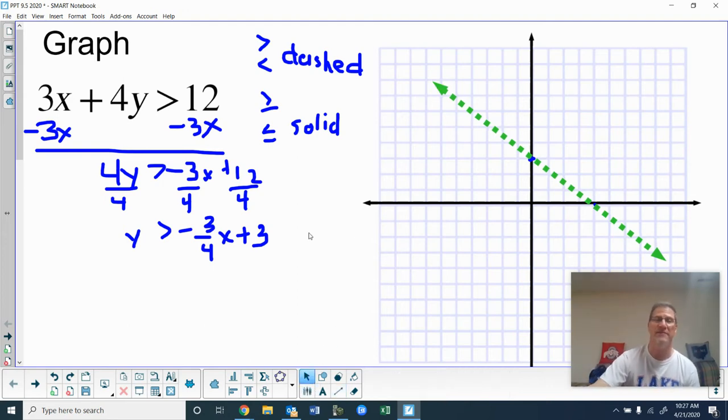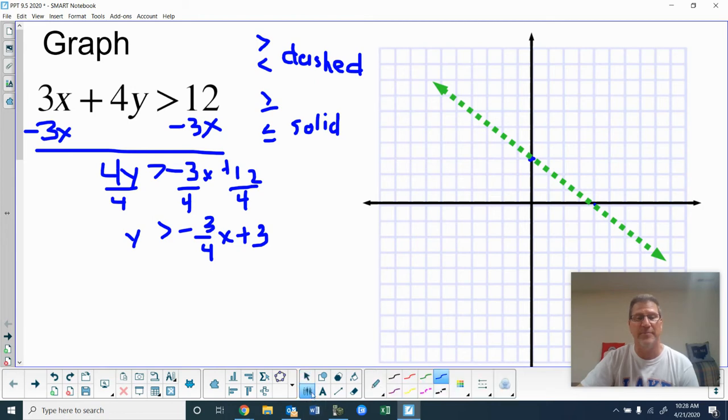Now the other part of this is we have to shade one side or the other. Remember, a graph is a picture of all the solutions to the inequality. So all those points either below left of this or above right work in this inequality. So we've got to figure that out, and the best way is to substitute a point into the original problem. We like to use 0, 0. That's easy to use. So I put 0 in for x and 0 in for y.